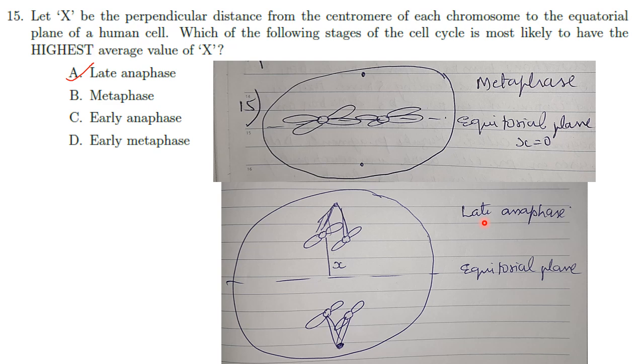But in the early anaphase, they have given C, early anaphase stage, the chromatids split but move very little. So X is very small. So the answer here is late anaphase. Answer is option A.